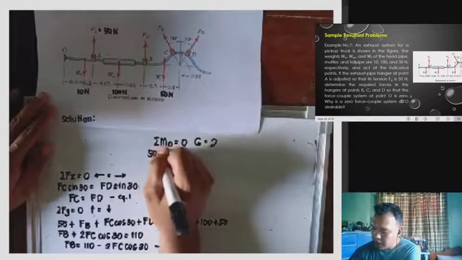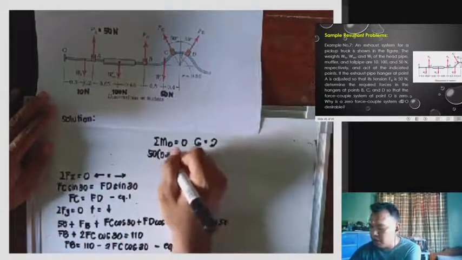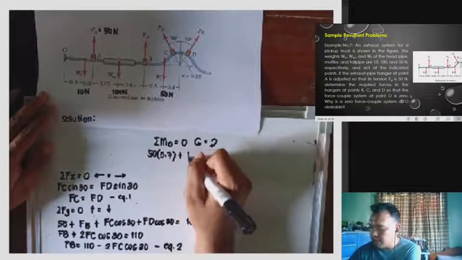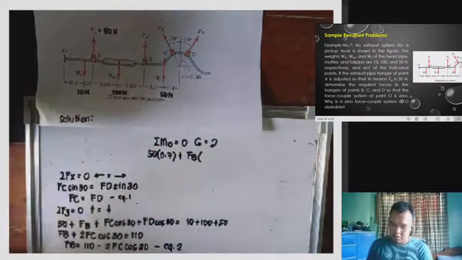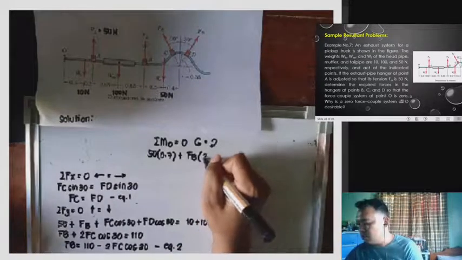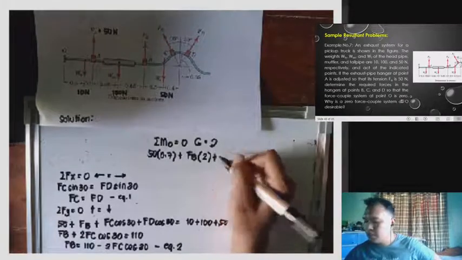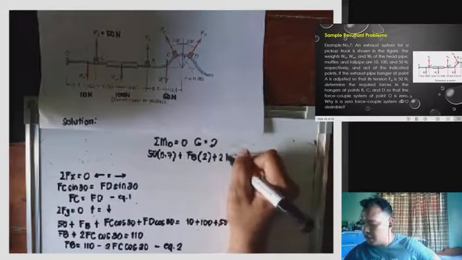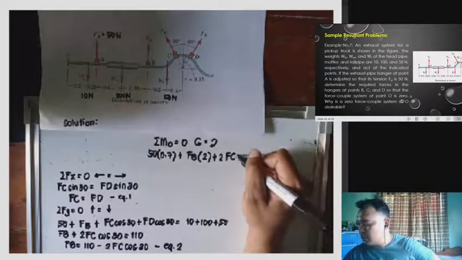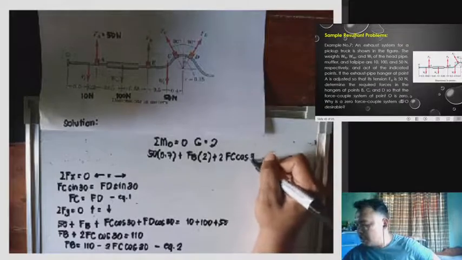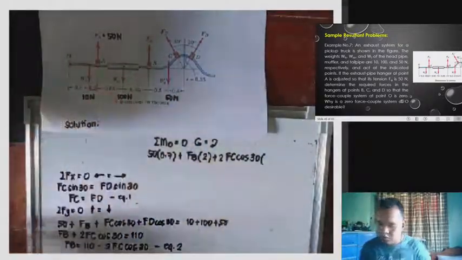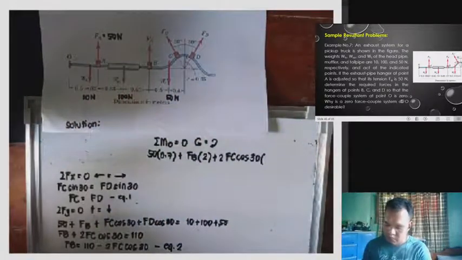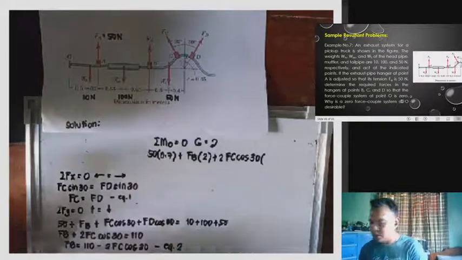So, we have here 50 times perpendicular distance na 0.7 plus FB times perpendicular distance natin na 0.5 plus 0.2 plus 0.65 plus 0.65. So we have here 2 plus, 2 FC cosine 30 times the perpendicular distance, which is ito. So 0.5 hanggang 0.65 plus 0.5 plus 0.4. We have here 2.9 distance.